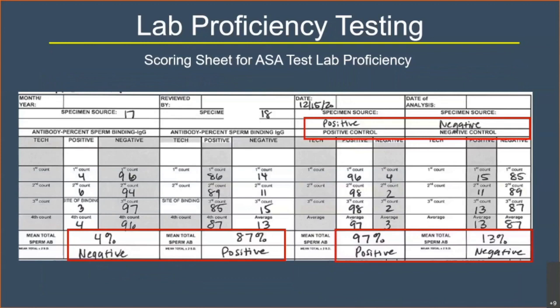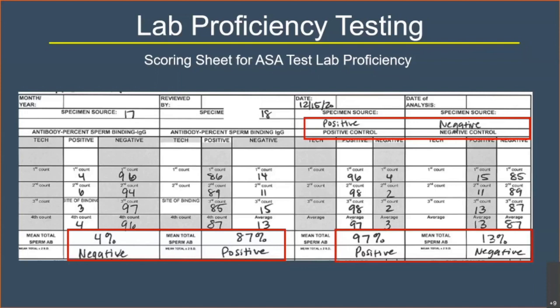So quality control is an important component of the anti-sperm antibody testing. And in our laboratory or other laboratories perform the proficiency testing. So this is an example of two analytes. We are sent two analytes, and the numbers are provided, 17 and 18, by the College of American Pathologists. So the first analyte with the red box shows 4% binding. It is negative. The second analyte shows 87% binding, and it is positive.